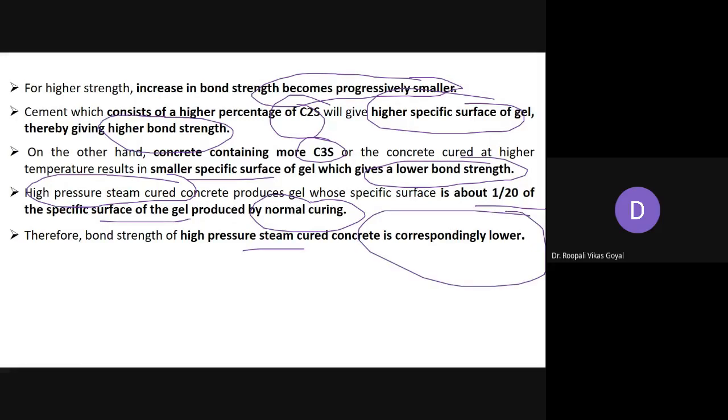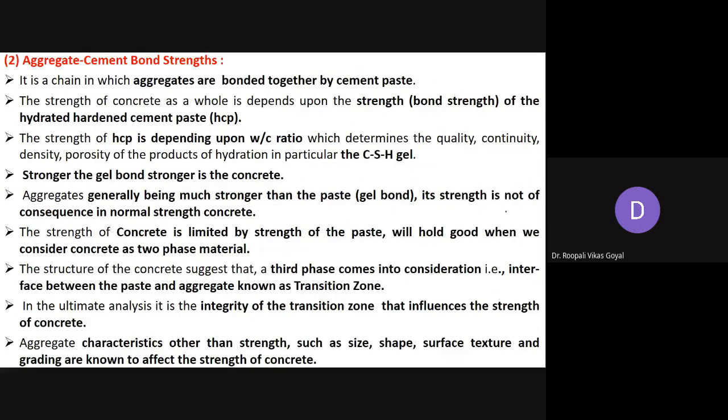lower. So these are some of the observations that suggest that if proper bonding is not available between the cement paste and reinforcements, then they will be responsible for lower strength of concrete, and it will affect more the concrete which has higher strength. The increase in bond strength becomes progressively lower. Okay. And this is the second bond which is also responsible, that is aggregate cement bond.